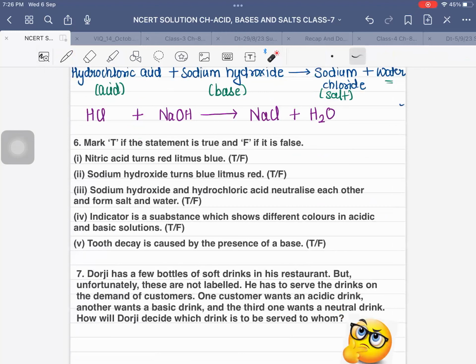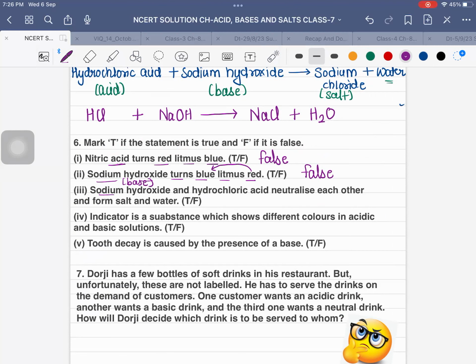Next one, mark T if the statement is true and F if the statement is false. Nitric acid turns red litmus blue. This statement is false, as we all know that acids turn blue litmus to red. Next one, sodium hydroxide turned blue litmus to red. This statement is also false as sodium hydroxide is a base, so it turns red litmus to blue, not blue to red.